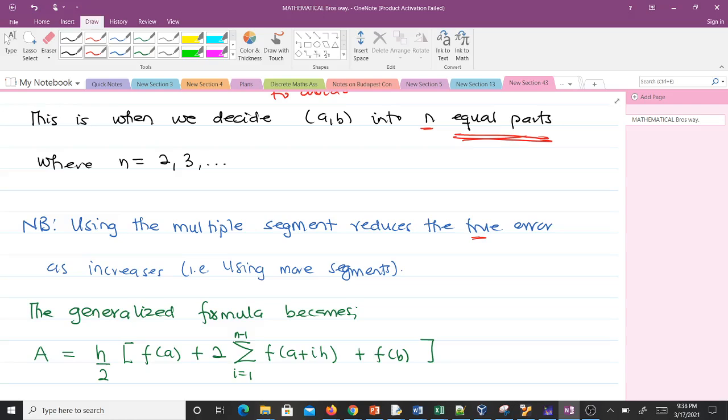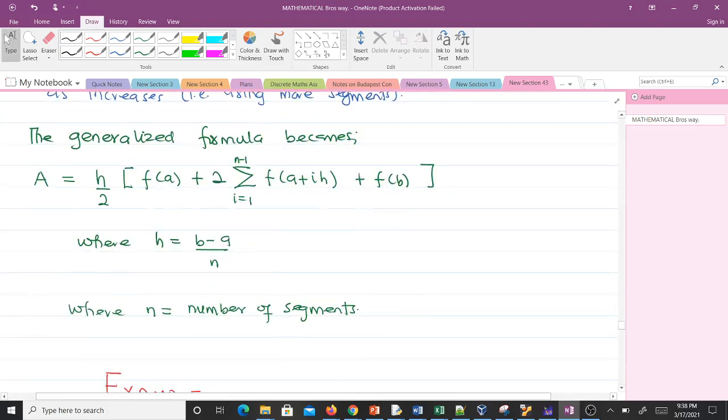so the generalized formula then becomes: the area we are trying to find is equal to h over 2 times f of a plus 2 summation from i equals 1 to n minus 1 of f of a plus ih, plus f of b, where h is equal to b minus a over n, where n is the number of segments. Okay, so don't worry, we will explain this.